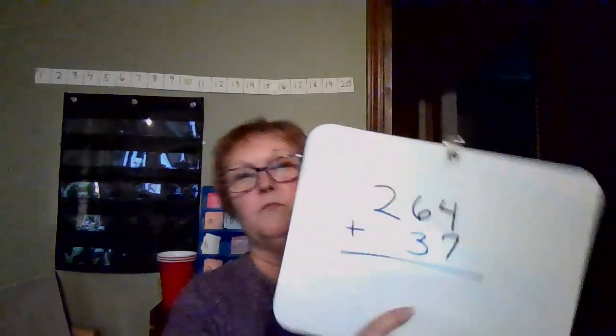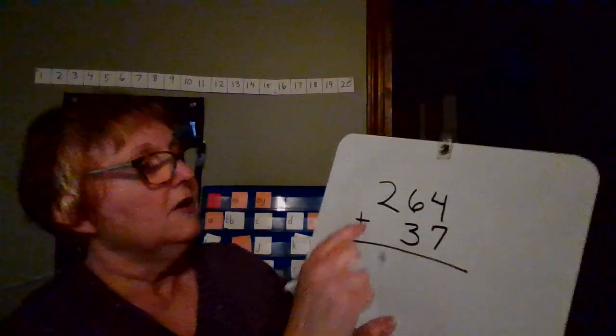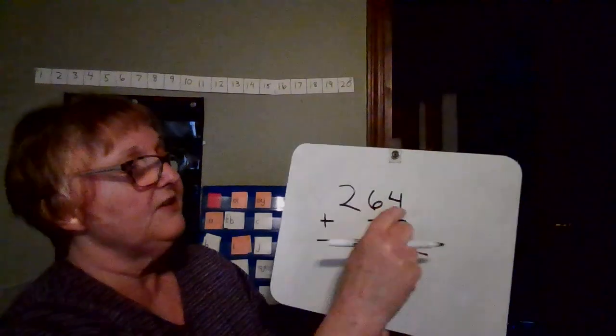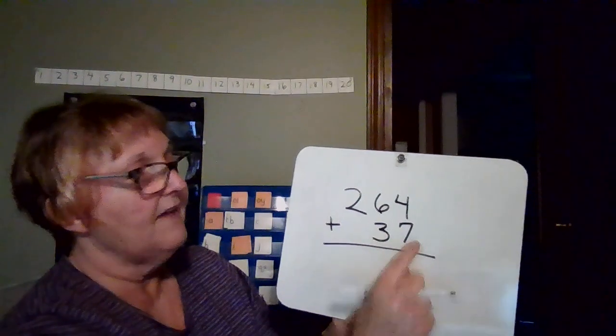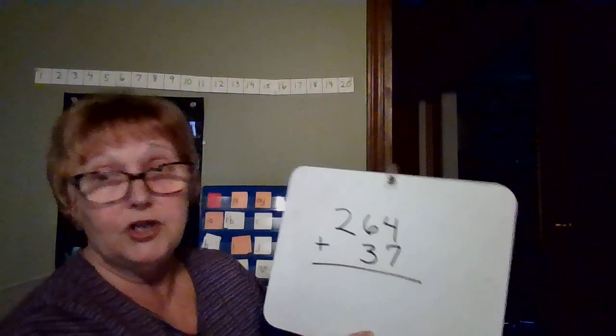All right, so I'm going to give you a problem. I'm going to put it on here. You're going to practice some in your class. All right, so we have this. 264 plus 37. Where do I start?